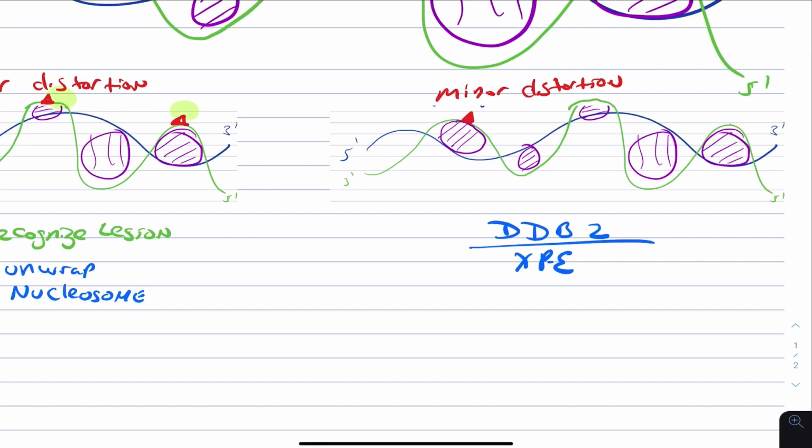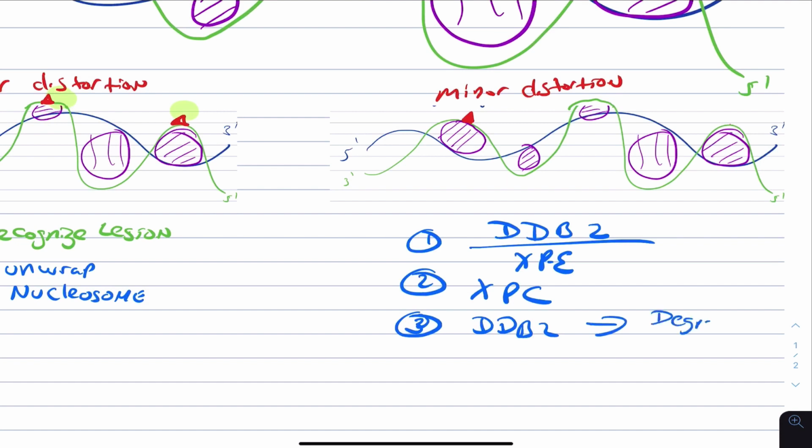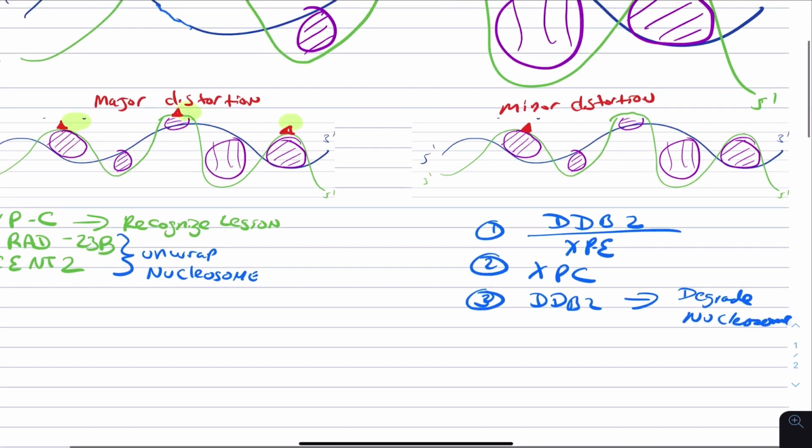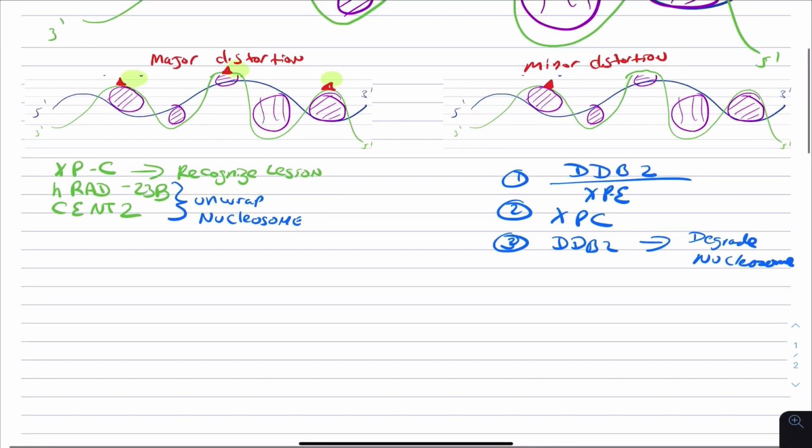First, this is what initially recognizes the lesion. After that, the XPC will come into play. Once DDB2 recognizes it, then XPC moves in. Then at that point, step number three, DDB2 will degrade the nucleosome. So you don't need as many proteins in a minor distortion.